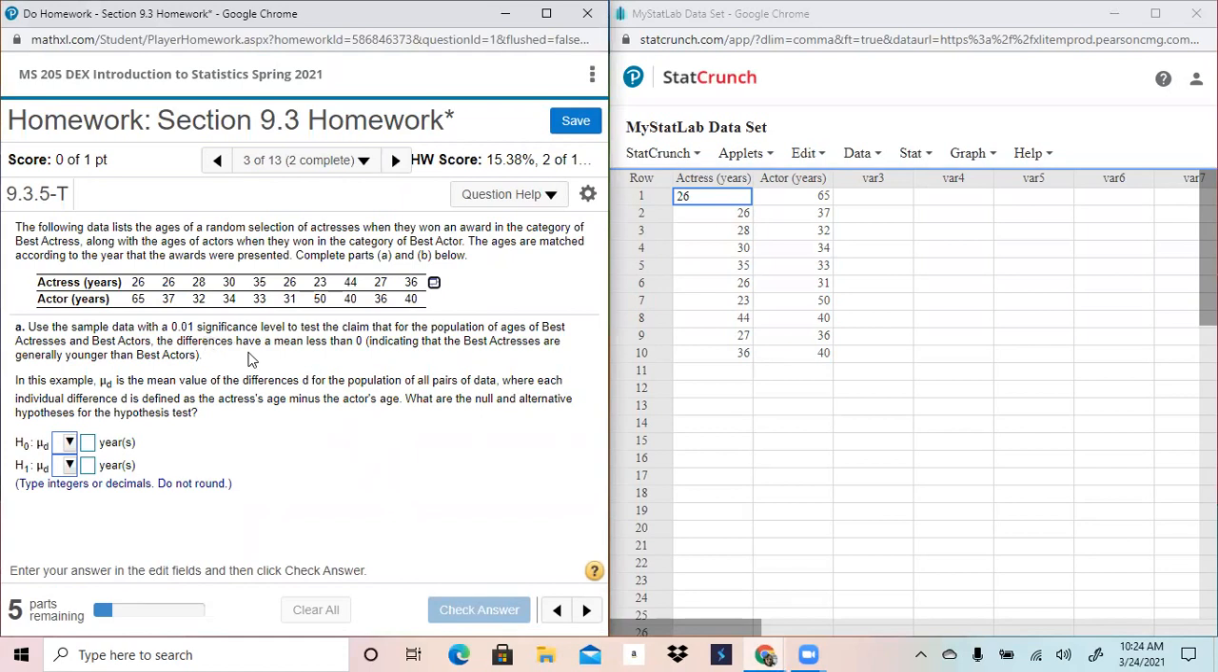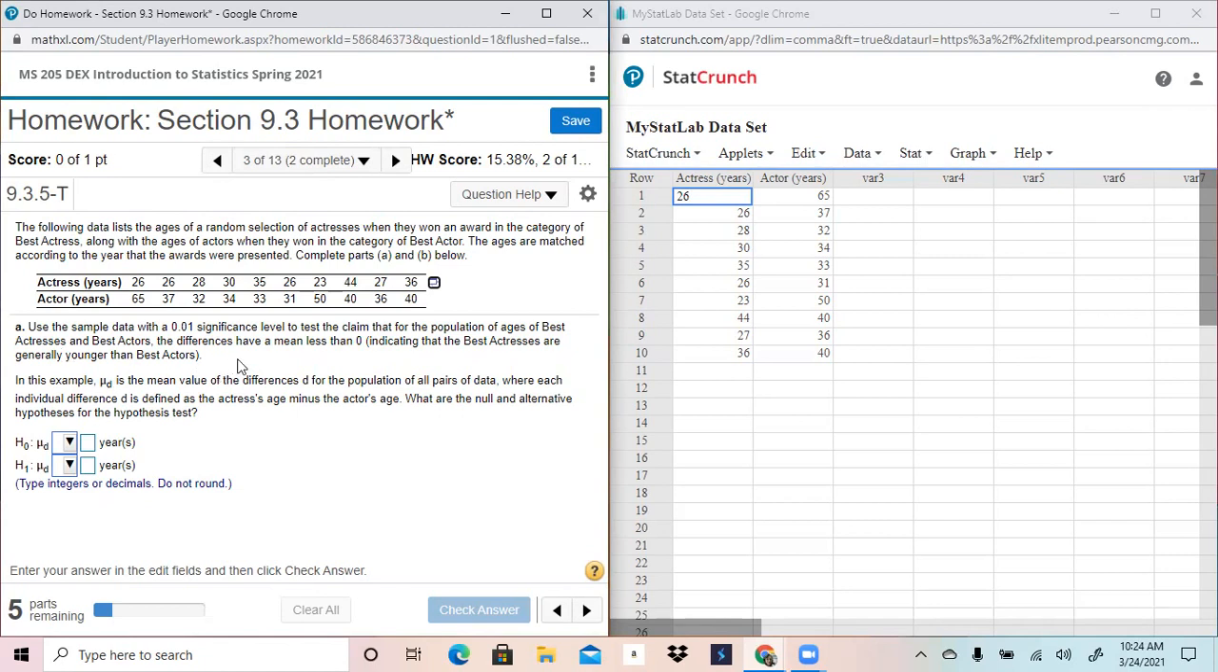So the following data lists the ages of a random selection of actresses when they won an award in the category of Best Actress, along with the ages of the actors when they won in the category of Best Actor. The ages are matched according to the year that the awards were presented. They have to be matched up in some logical fashion. If you simply have a sample of the ages of the actresses and an unrelated sample of the ages of a bunch of actors, that is not a matched pair.